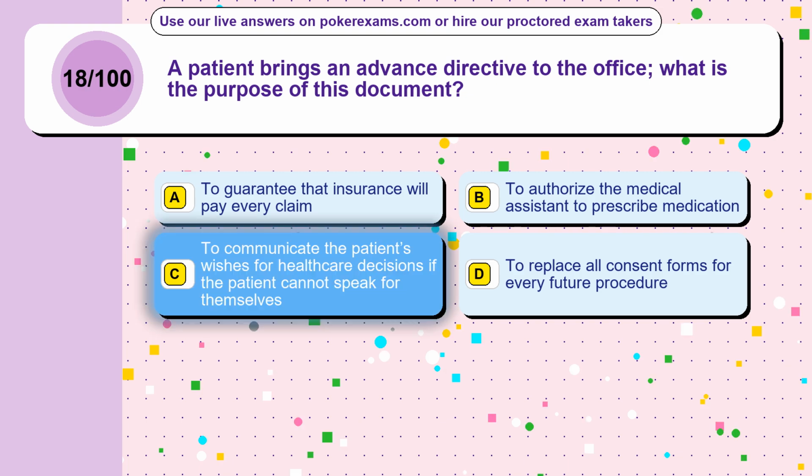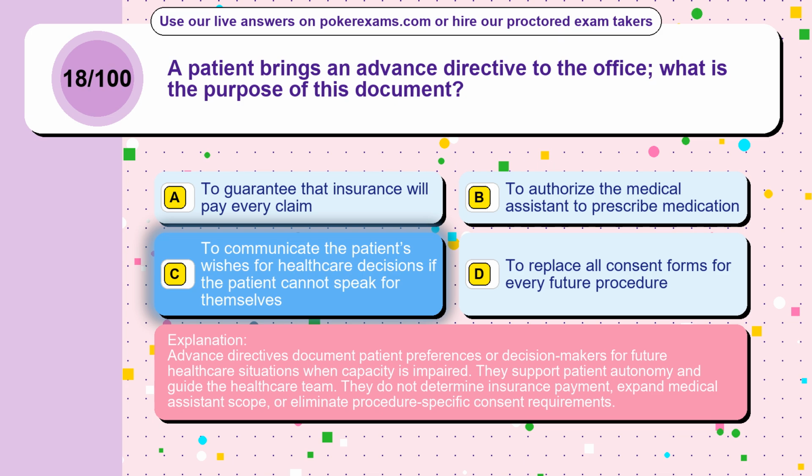The correct answer is option C, to communicate the patient's wishes for healthcare decisions if the patient cannot speak for themselves. Advance directives document patient preferences or decision makers for future healthcare situations when capacity is impaired. They support patient autonomy and guide the healthcare team. They do not determine insurance payment, expand medical assistant scope, or eliminate procedure-specific consent requirements.